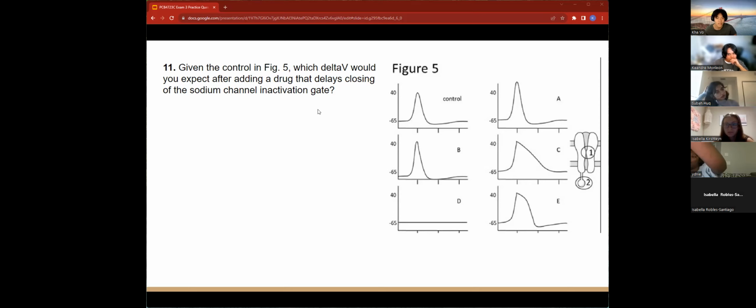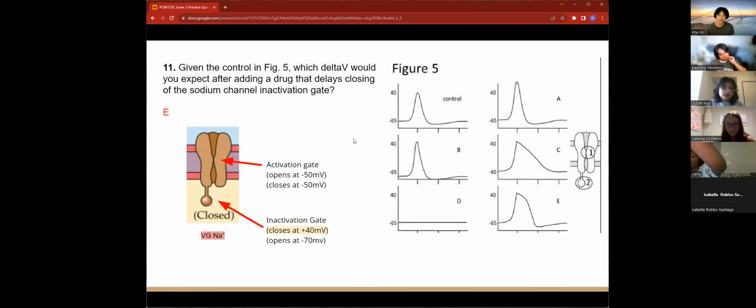And also as a hint, the sodium gate has two parts to it, the activation gate and then the inactivation gate. Okay, so almost everyone already put an answer in the poll. The answer is actually E, okay? So let's talk about why.